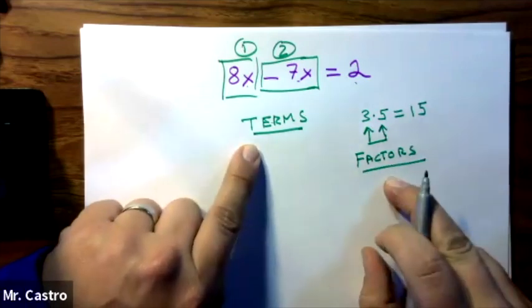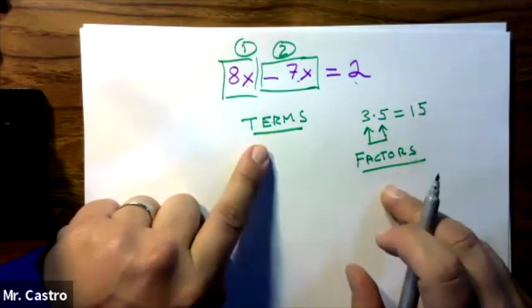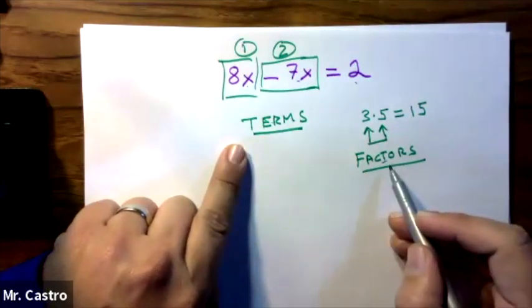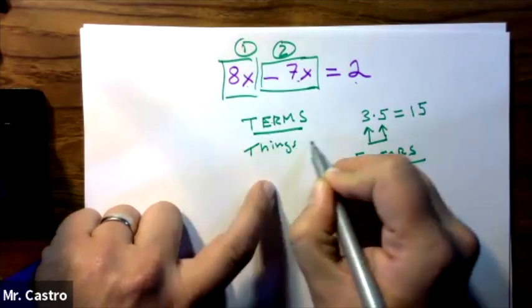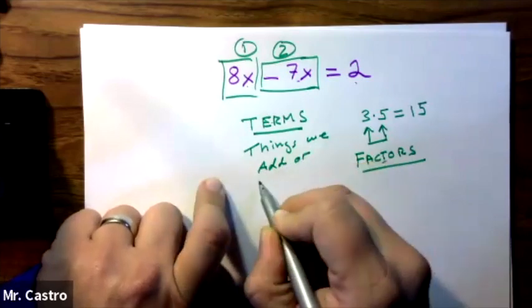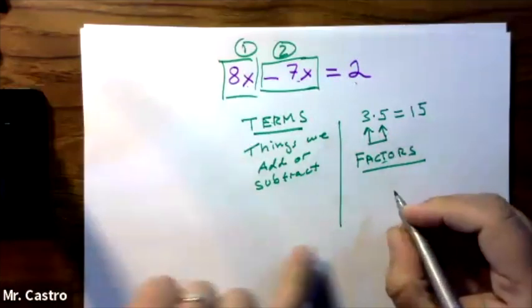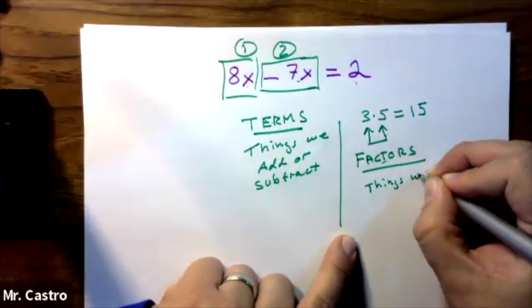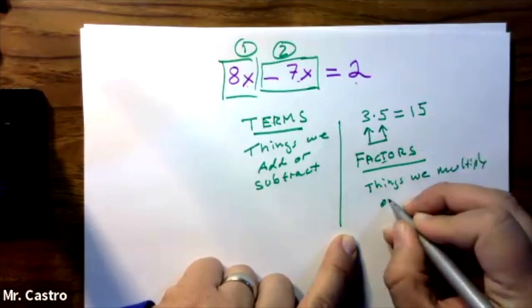Terms and factors. You need to be writing this down if you're taking notes. And if you're not taking notes, you're going to start taking notes and you're going to write down terms and factors. What are terms? Things we add or subtract. And what are factors? Things we multiply or divide.